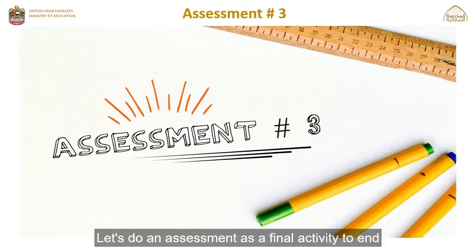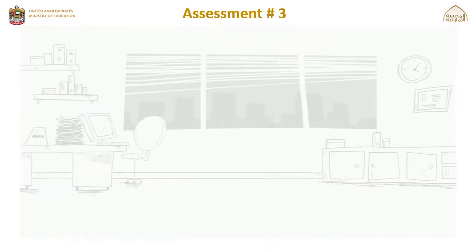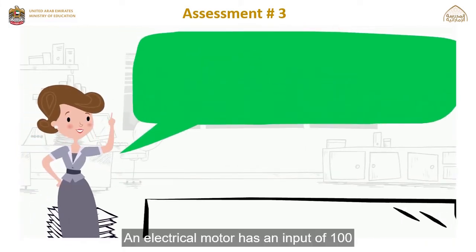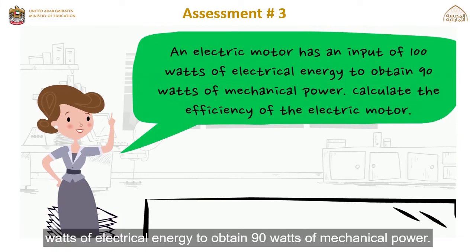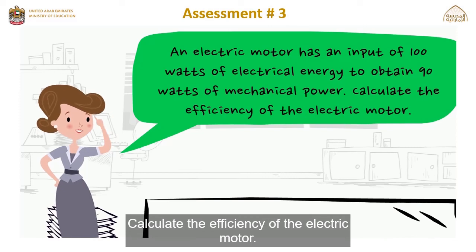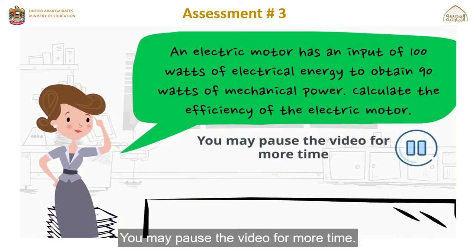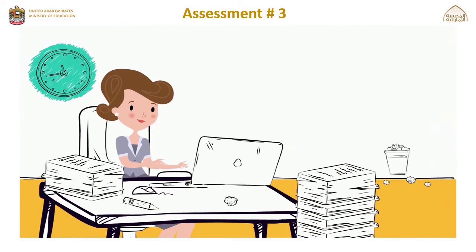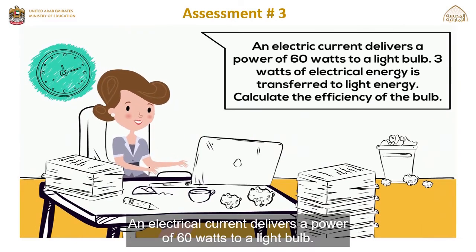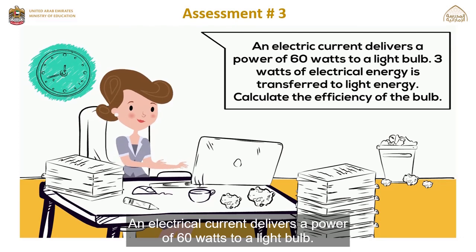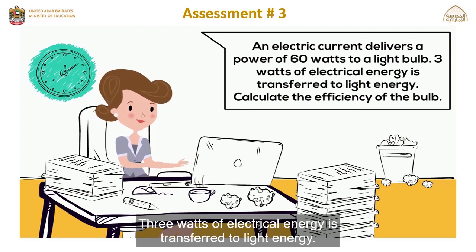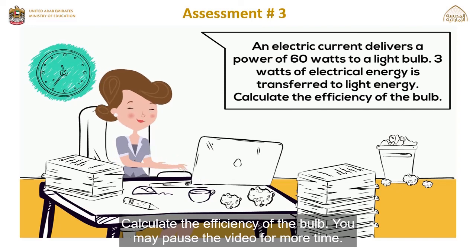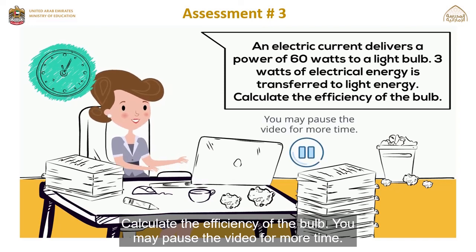Let's do an assessment as a final activity to end today's session. An electrical motor has an input of 100 watts of electrical energy to obtain 90 watts of mechanical power. Calculate the efficiency of the electric motor. You may pause the video for more time. An electrical current delivers a power of 60 watts to a light bulb. 3 watts of electrical energy is transferred to light energy. Calculate the efficiency of the bulb. You may pause the video for more time.